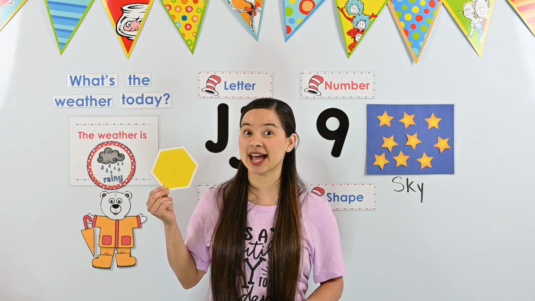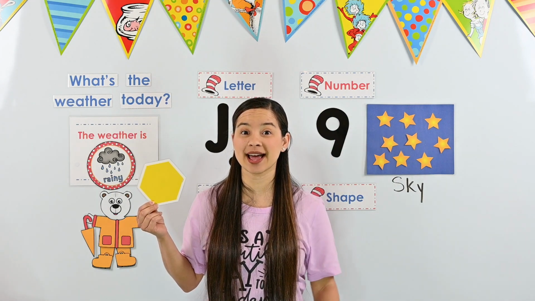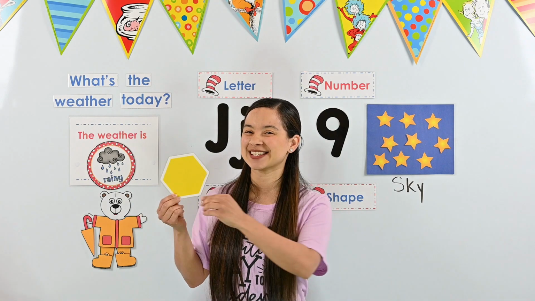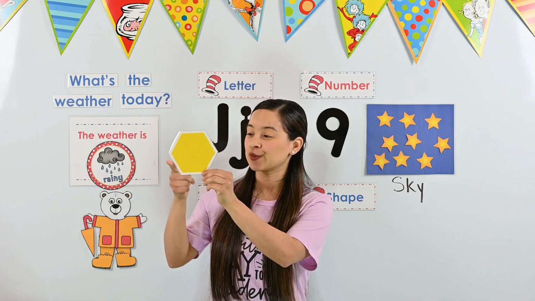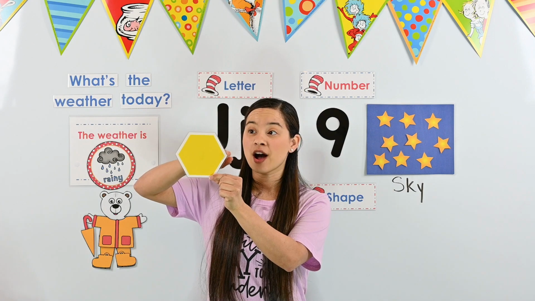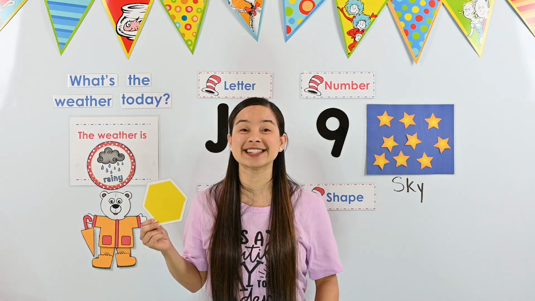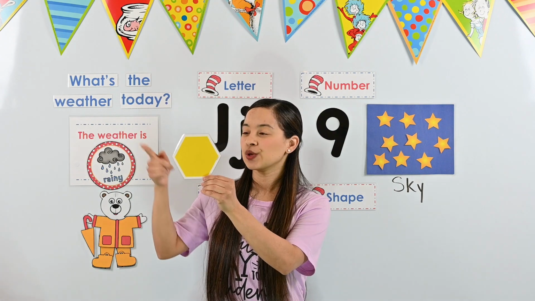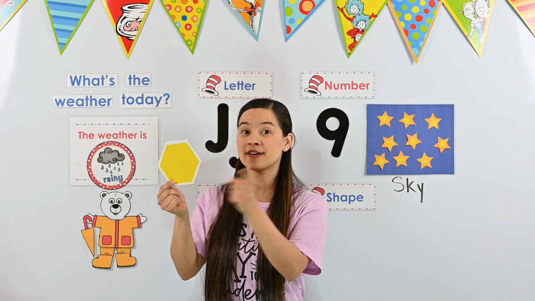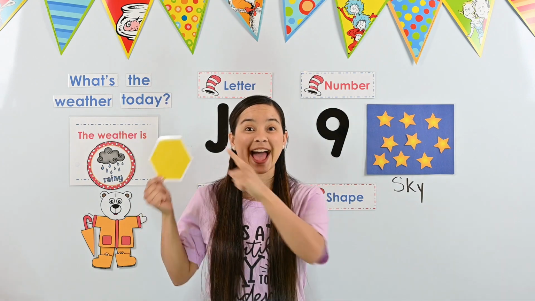Good. I know it's a hexagon because of the number of sides and corners it has. Do you remember how many sides and corners a hexagon has? Let's count to see if you're correct. Ready? We'll start with the sides. 1, 2, 3, 4, 5, 6. How many sides does it have? 6. We know that hexagons have 6 sides. Let's count the corners. 1, 2, 3, 4, 5, 6. How many corners? It has 6 corners. We know that hexagons have 6 sides and 6 corners.